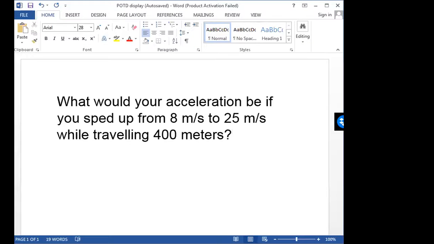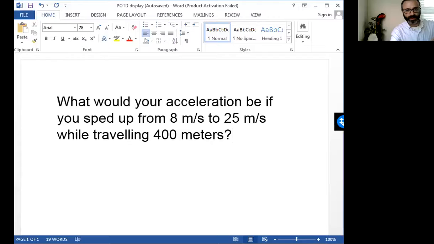So what would your acceleration be if you sped up from 8 meters per second to 25 meters per second while traveling 400 meters? All right, so why don't we start by figuring out what information the problem gives us. What givens do we have here today? The initial velocity. And what's the initial velocity? 8 meters per second. Right, so it starts at 8 meters per second. That's its initial velocity, the VXI.